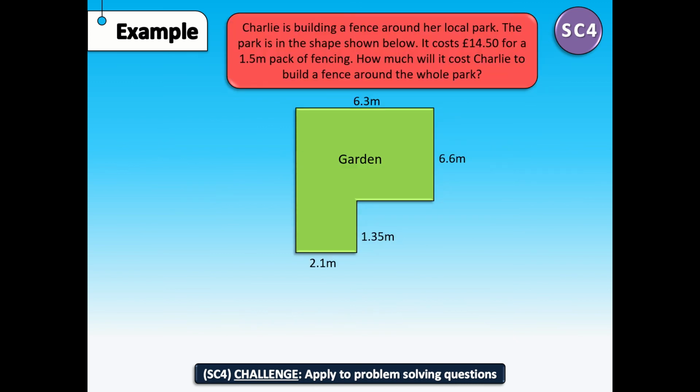Here's another example. Charlie is building a fence around her local park. The park is in the shape shown below. It costs £14.50 for a 1.5 metre pack of fencing. How much will it cost Charlie to build a fence around the whole park?